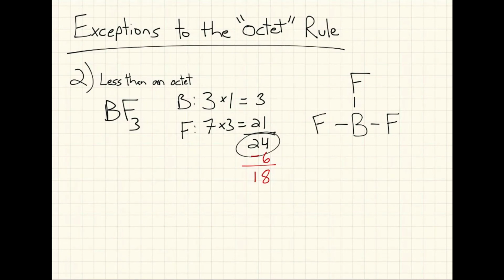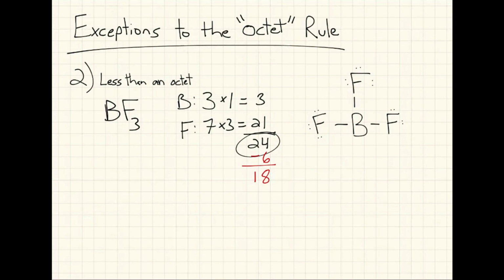And my rule says complete octets around the outer atoms first, according to my Lewis structure rules. So let's do that. Completing the octets can be done this way, putting 2, 4, 6. That would complete the octet around that fluorine atom. 2, 4, 6 would complete the octet around that fluorine atom.